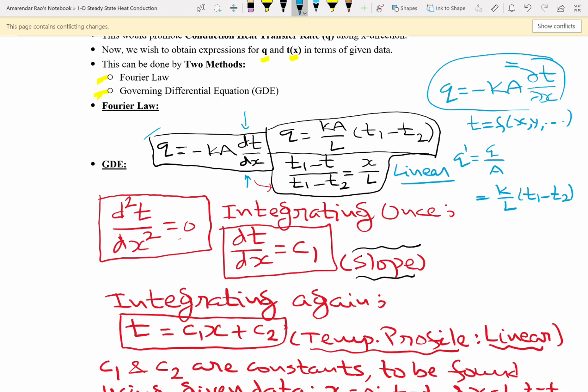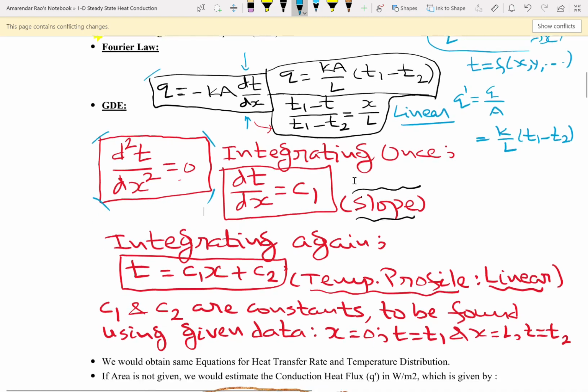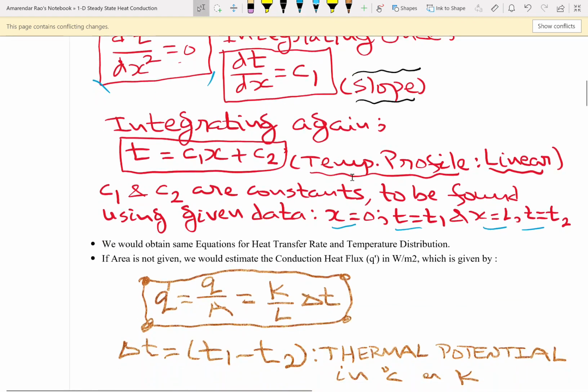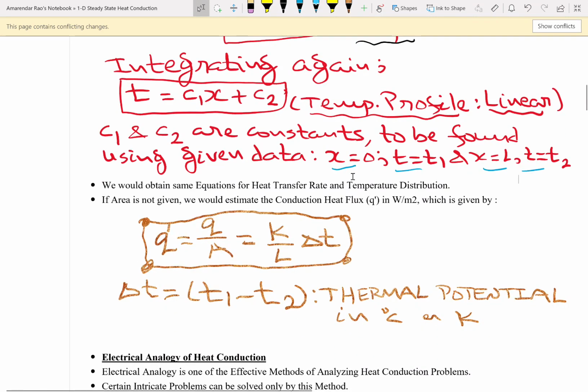And similarly, one can adopt the governing differential equation, which can be given by d square T by dx square is equal to 0. And when you integrate this equation once, we get the slope of the profile. And when we integrate it again, we are going to get the general temperature distribution in terms of two constants C1 and C2, which can be evaluated using the given conditions that at x is equal to 0, on the left side we have T is equal to T1, at x is equal to L, that is on the right side we have T is equal to T2. And one can always get the same temperature distribution and heat transfer rate using these equations.